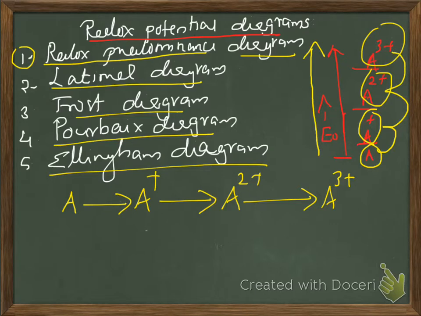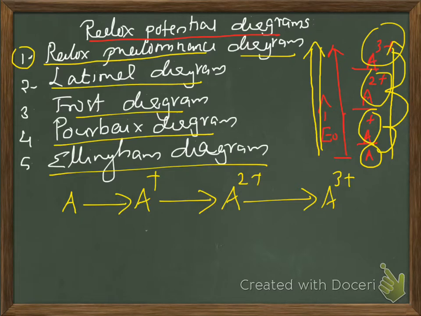For example, if we consider iron, it can have Fe plus 6, then Fe plus 3, then Fe plus 2 and Fe 0. Similarly, manganese has plus 7, plus 6, plus 5, plus 4, plus 3, plus 2, plus 1 and finally 0. So for a given element, we write the E0 values in increasing order and correspondingly the species in increasing order of their oxidation number. That is redox predominance diagram.